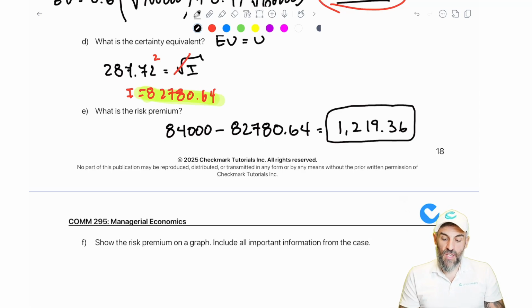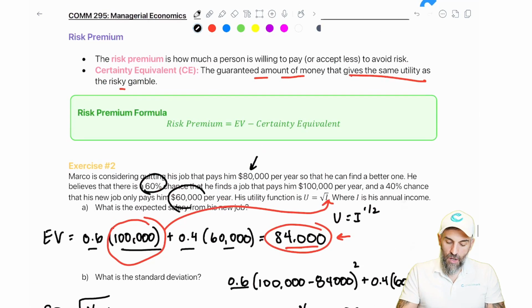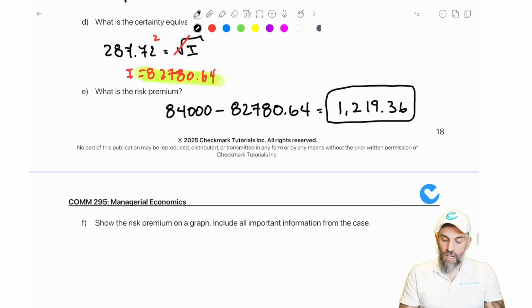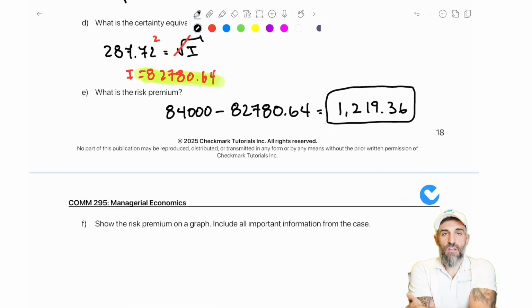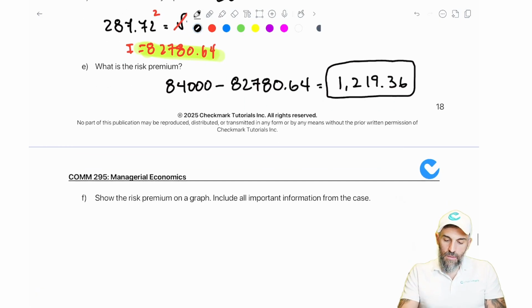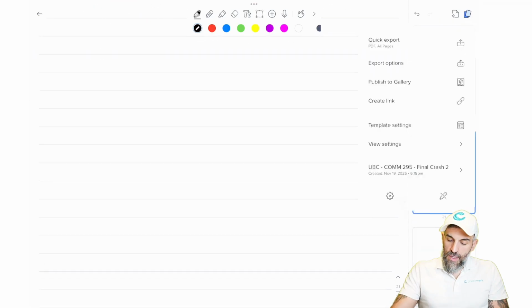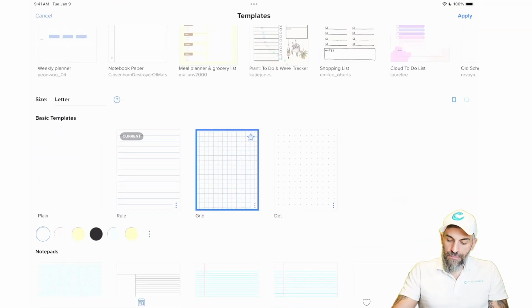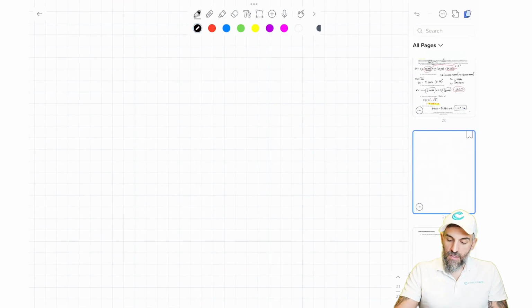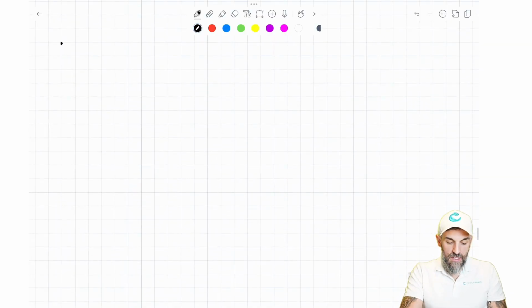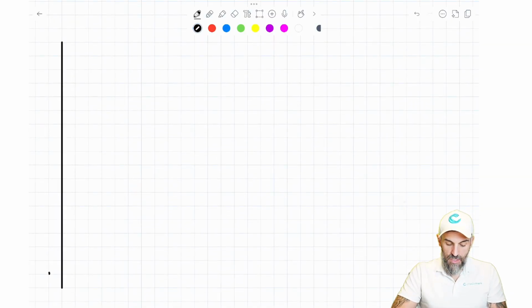So if his boss were to say, hey, at your current job, I'll just give you 82,000, I'll give you a raise of like $2,780, he would definitely stay at his job. And now the last bit I want to go over is how do we actually show this on a graph? You maybe will get asked to do this, maybe not, but just in case, let's go over it.